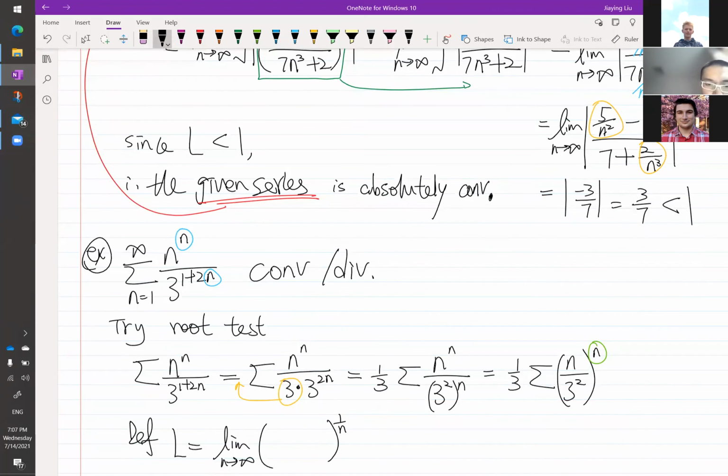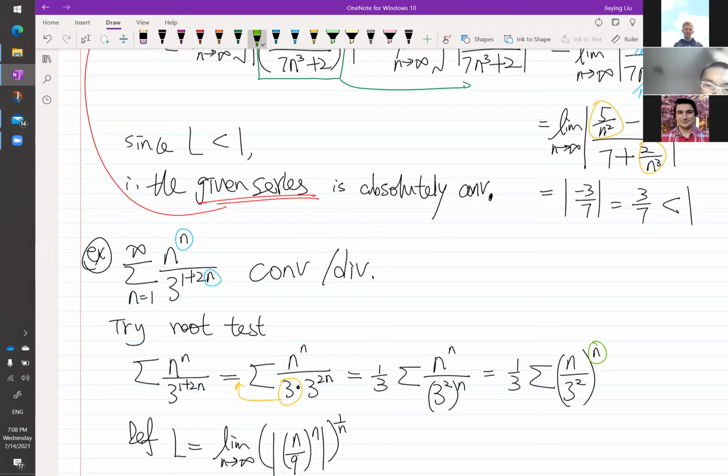Inside the nth root, it's just the absolute value of an. An is n over 3 squared, so you can write 9, and then raised to the n. That's the first step, in an absolute value sign.